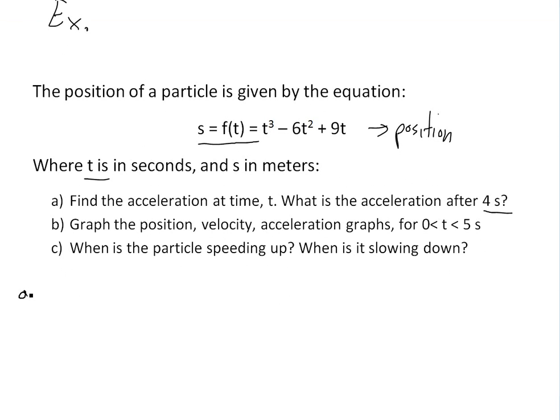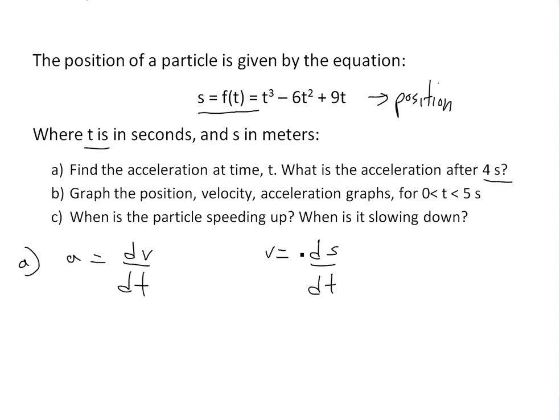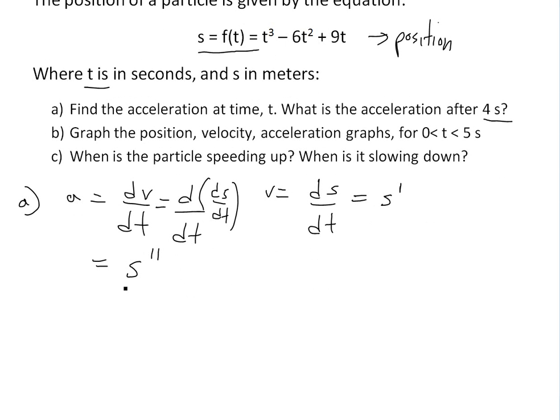Looking at part A, we know that acceleration is equal to the change in velocity, dv over dt, where velocity is the change in position, or distance, with time, so ds over dt. So if this is ds over dt, it is also equal to s prime, the derivative of s, and acceleration is d over dt of ds over dt, which is also written as s double prime, which I just showed above. So acceleration is the second derivative, and velocity is just the first derivative. This is a real world application.